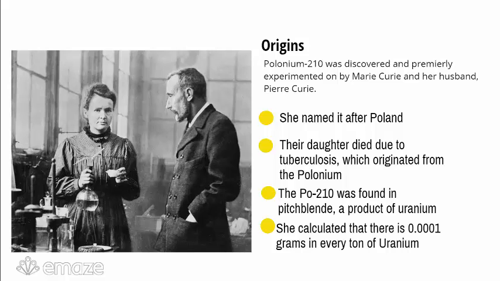Polonium-210 was discovered and primarily experimented on by Marie Curie and her husband Pierre Curie. She named it after Poland. As well, their daughter died due to tuberculosis, which had originated from exposure to polonium. The polonium-210 was found in pitchblende, a product of uranium.